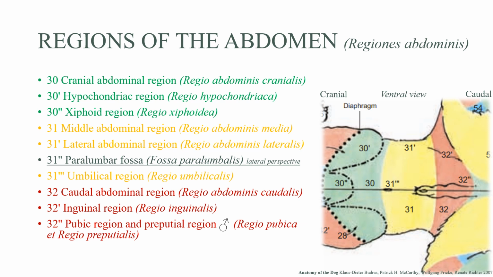Here we have the first part of the regions of the abdomen. This is the ventral view. First, in green, we have the cranial abdominal region, which consists of two other regions. So number 30 is right here. The cranial, or the first part, the part that is at the front, because cranial means front, right here. Then we have the hypochondriac region, which is right here. This region is double on both sides.